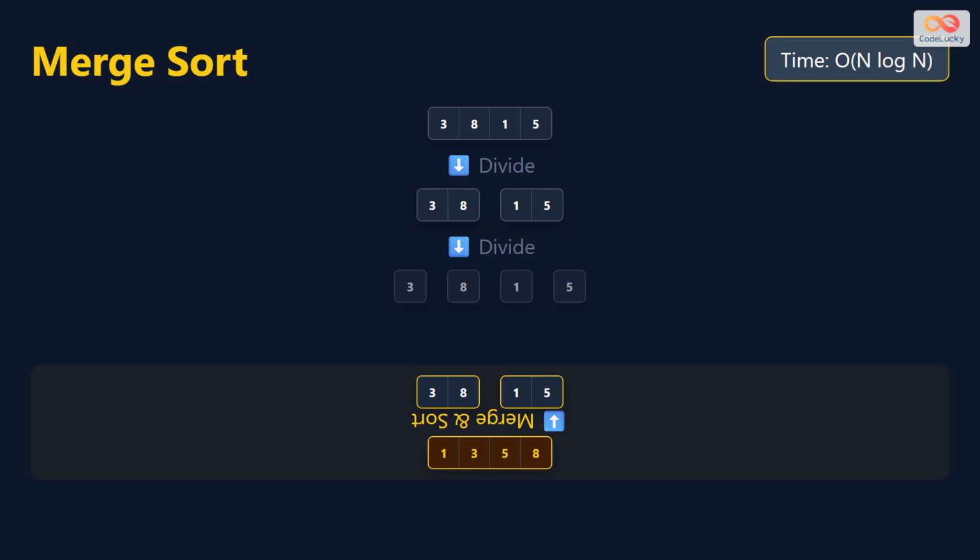Now we move to faster, more complex algorithms like merge sort. This uses a divide and conquer strategy. It recursively splits the list in half until each sublist has only one item. Then, it merges these sublists back together in sorted order. Because it breaks the problem down, it is much faster than the previous methods for large datasets.